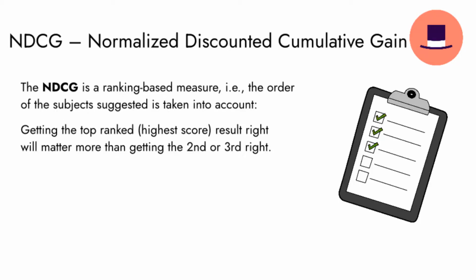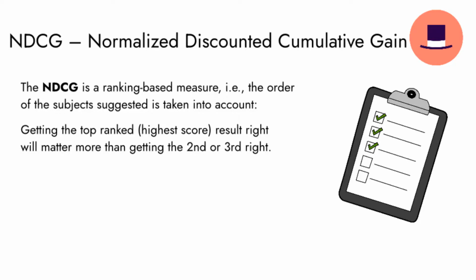The NDCG stands for Normalized Discounted Cumulative Gain. The NDCG is a ranking-based measure, that is, the order of the subjects suggested is taken into account. Simply put, getting the top-ranked result right will matter more than getting the second or third right.